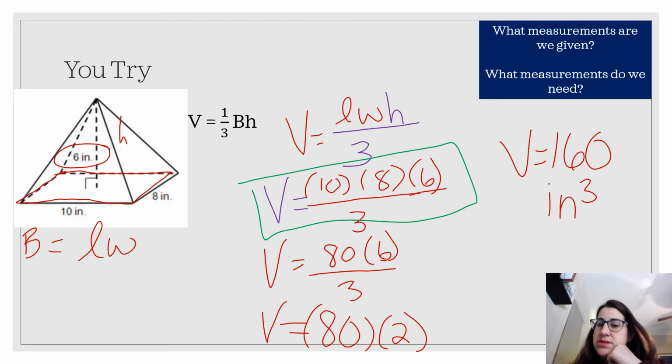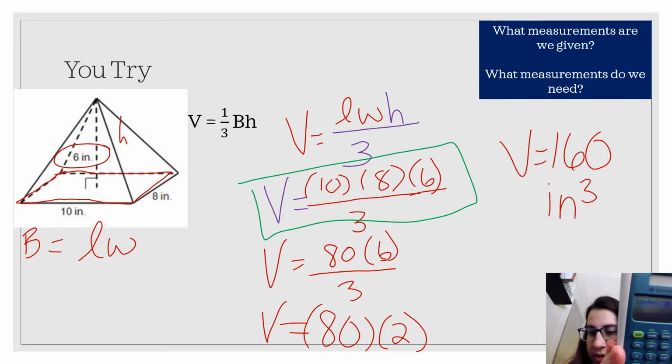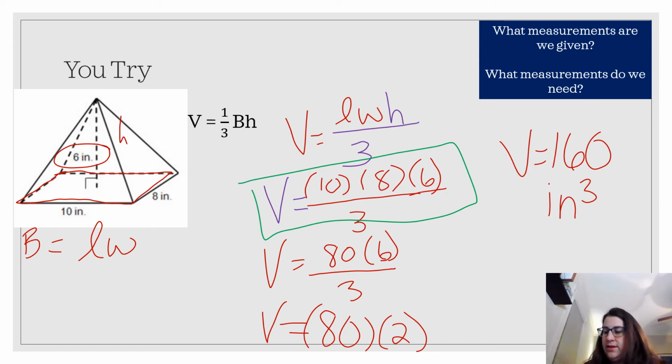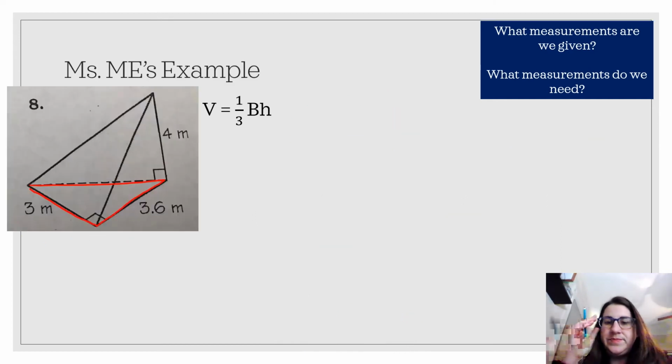Actually, does it matter? No, it doesn't. But you want a nice, easy number. So if you did 10 divided by 3, you'd get a decimal. So we don't want to do that. We want to have nicer numbers first. So I'm going to do 10 times 8 times 6 divided by 3. This is what I'm putting into the calculator. I don't know if you guys can see that. Then I press enter. What do I get? 160. Yay.